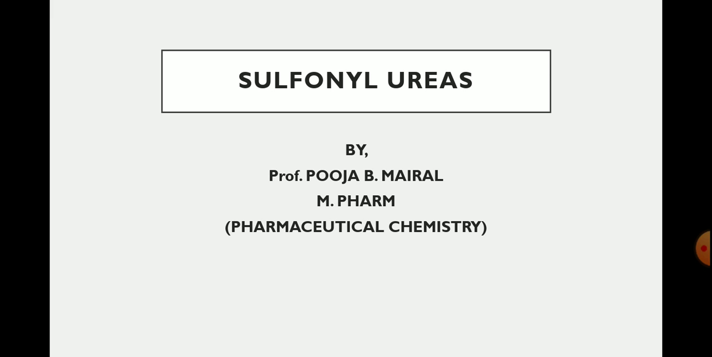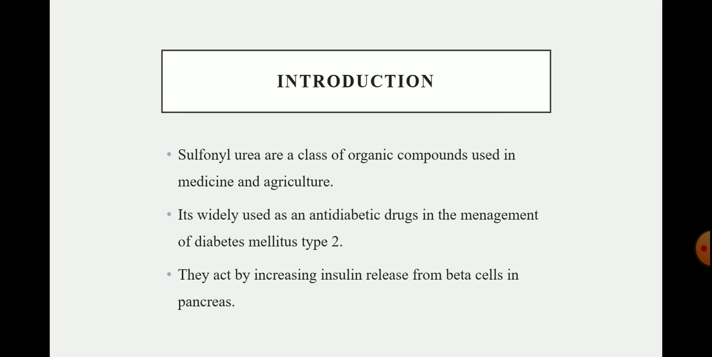Today we will discuss sulfonyl ureas. Sulfonyl ureas are a class of organic compounds used in medicine and agriculture. They are widely used as anti-diabetic drugs in the management of diabetes mellitus type 2. They act by increasing insulin release from the beta cells in the pancreas.